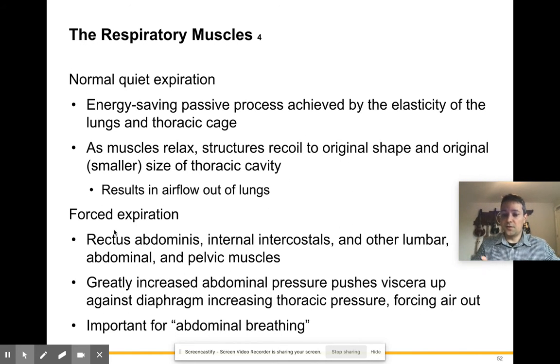So underneath your diaphragm, you have your liver, you have your stomach, you have parts of your small intestine, things like that. Those organs get pushed upwards slightly, and they push on the diaphragm, and that's going to help the thoracic cavity shrink in volume, which is going to help push air out of your mouth, okay?